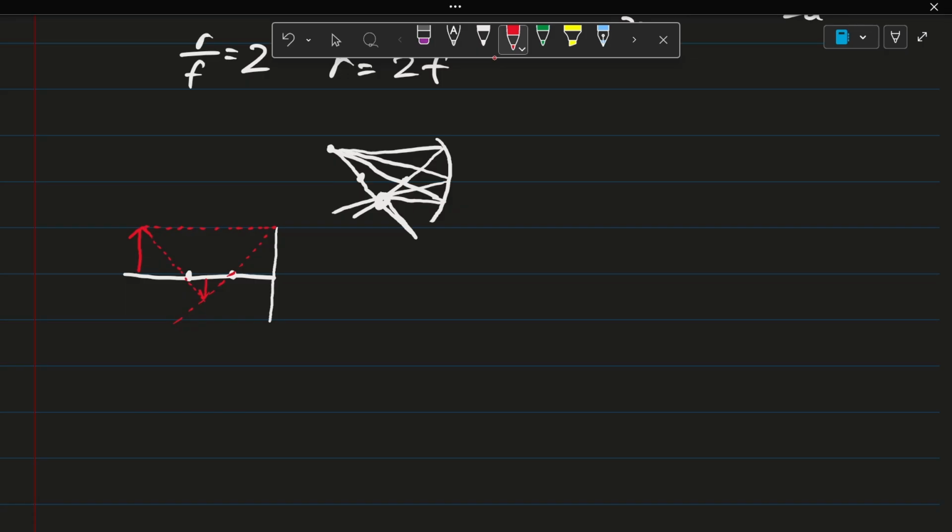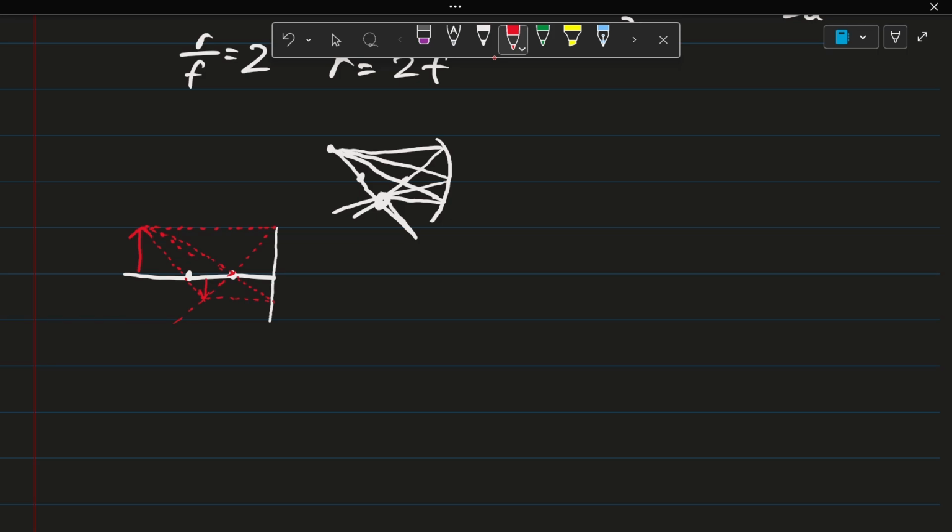You could also do another method, which is pulling it towards the focal point. You could pull it and then let it reflect back. You can see here that it is reflected back at the same point.